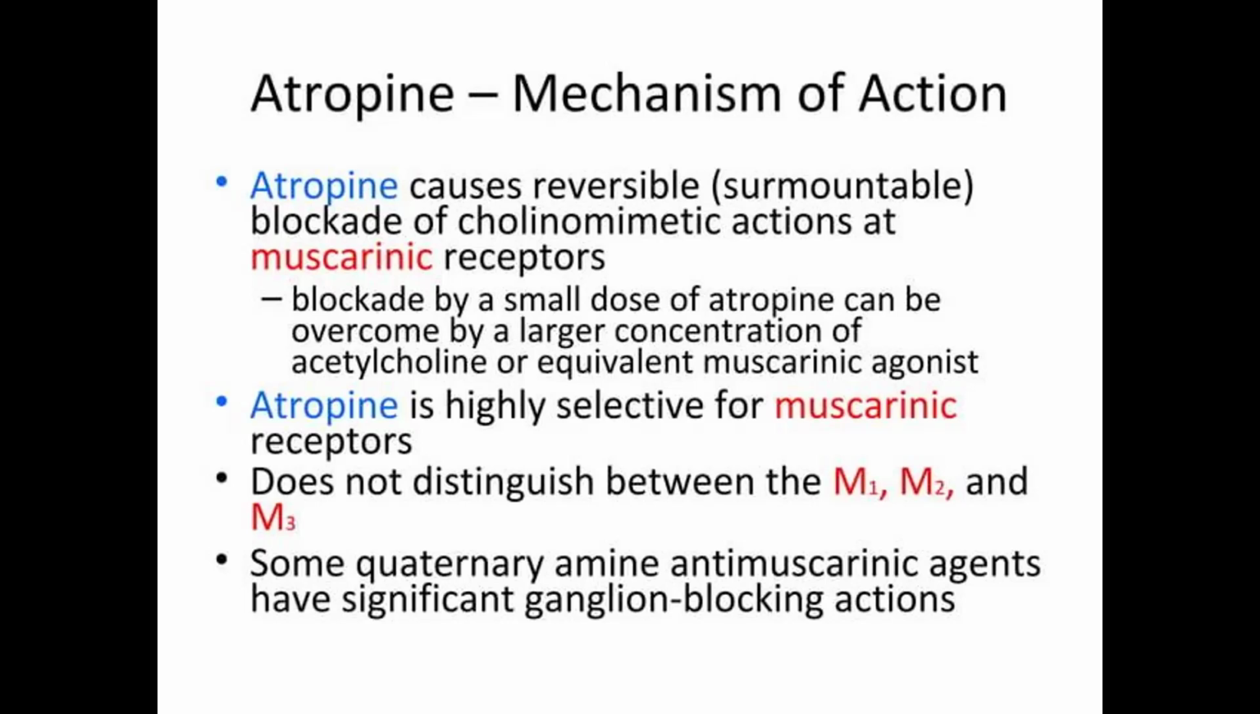So blockade by a small dose of atropine can be overcome by increasing the agonist. It is highly selective for muscarinic receptors. It does not distinguish between subtypes, as a non-selective competitive blocker. It blocks all the five receptors. And we have some antimuscarinic agents which also have ganglion blocking actions. That means they act on nicotinic receptors as well, right?